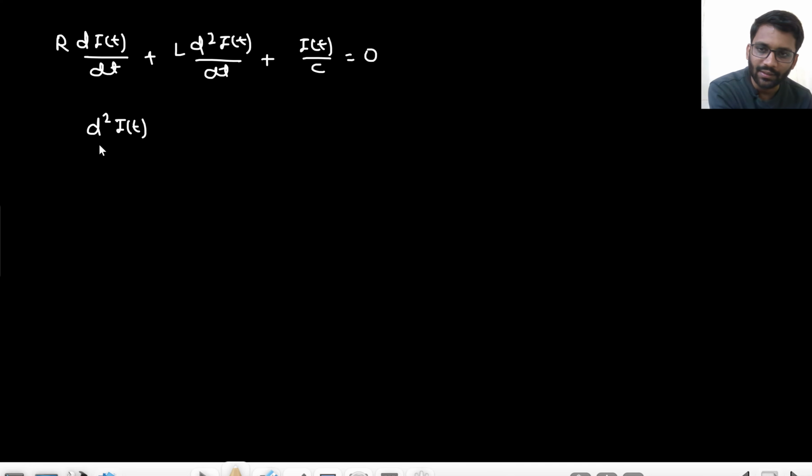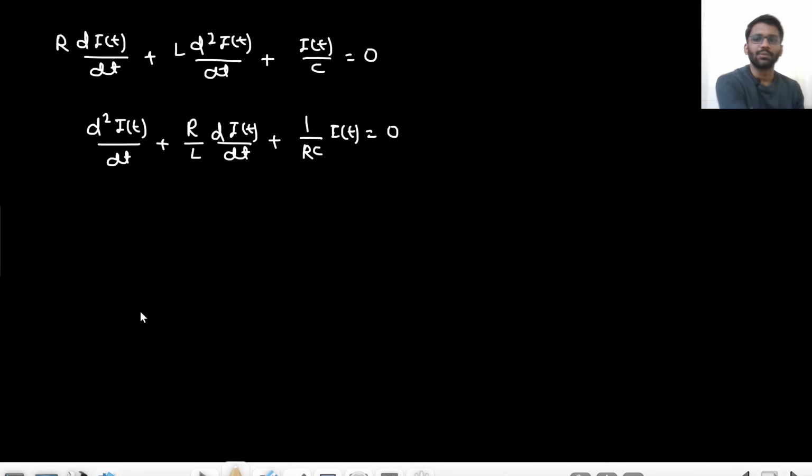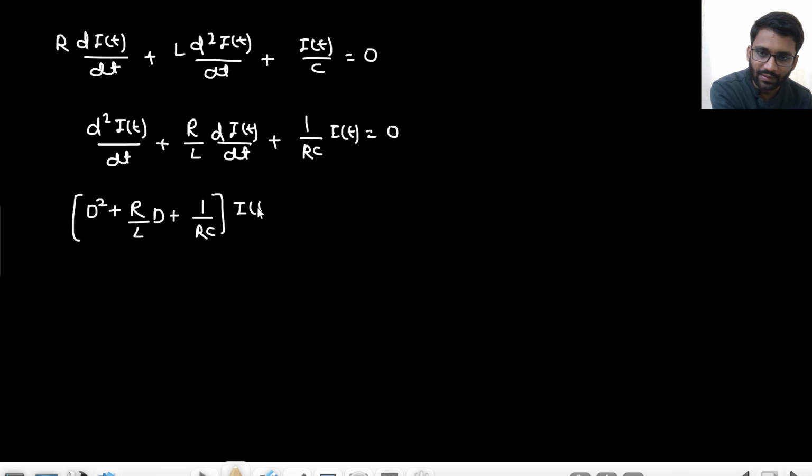d squared i by dt squared plus R by L di by dt plus 1 by RC i equals 0. So how can we solve it? D squared plus R by L d plus 1 by RC, into i, equals 0. This is what? F of d. So you will be finding the roots of this, right? D squared plus R by L d plus 1 by RC equals 0.